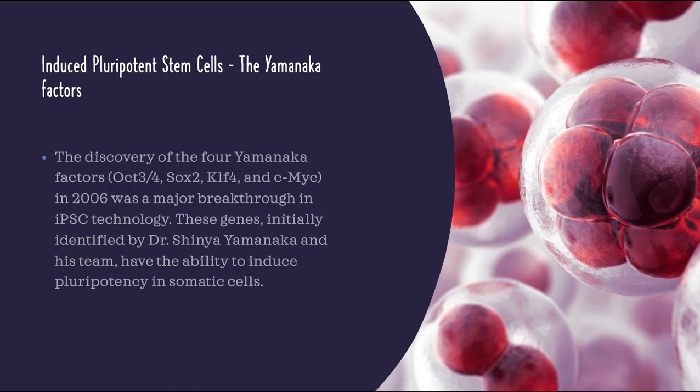The immune system of the recipient could reject the cells, but not if the stem cells were produced from the individual's own adult cells. And this has now been done. So the discovery of the 4 Yamanaka factors, OCT3/4, SOX2, KLF4, and c-Myc in 2006 was a major breakthrough in induced pluripotent stem cell technology. These genes, initially identified by Dr. Shinya Yamanaka and his team, have the ability to induce pluripotency in somatic cells.